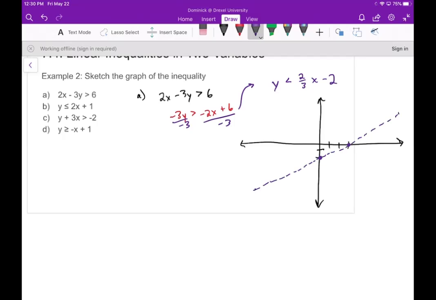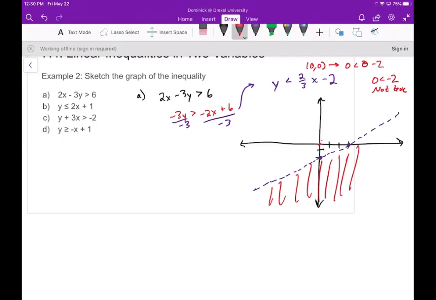Okay, now if we test 0, 0 again, I'm going to get that 0 is less than 2 over 3 times 0, which is just 0, minus 2. So I get 0 is less than negative 2, and this is not true. So I need to shade the side that doesn't contain 0, 0. So I need to shade this.